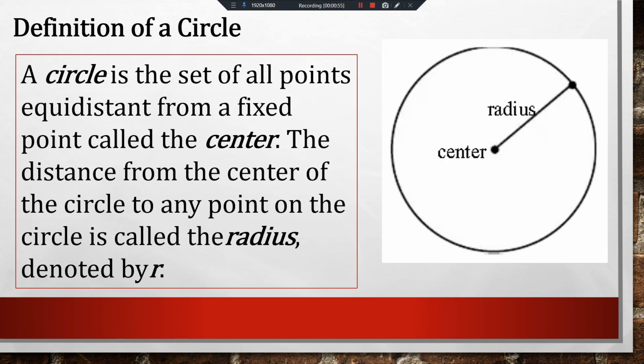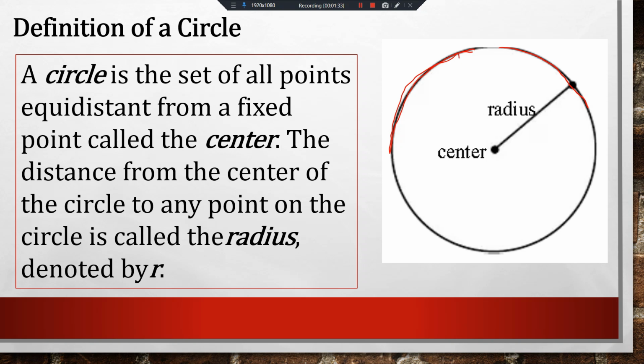So when we say circle, it's the set of all points equidistant from a fixed point, which is called the center. Now, as you can see in our figure on the right side of your screen, a circle is made up of many points. Based on this figure, these are the points of the circle. All points are equidistant from the center.